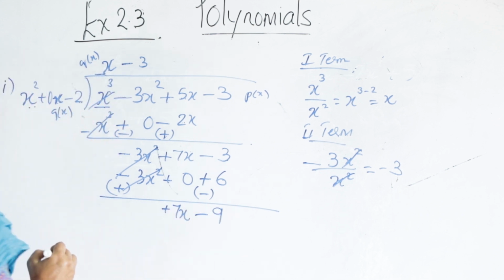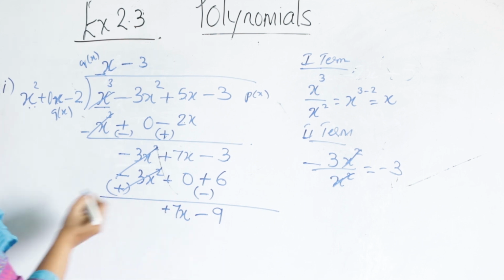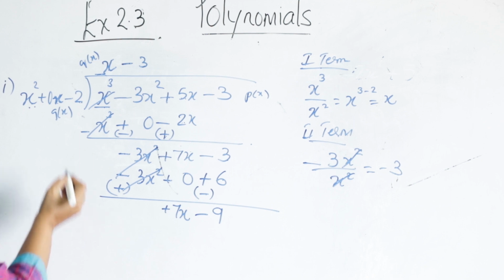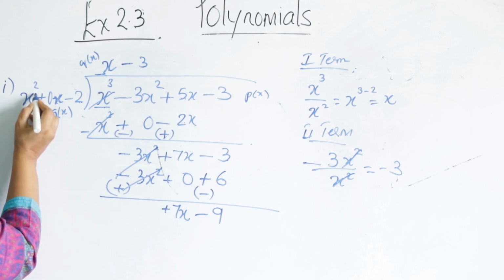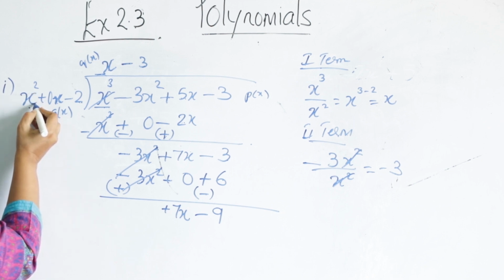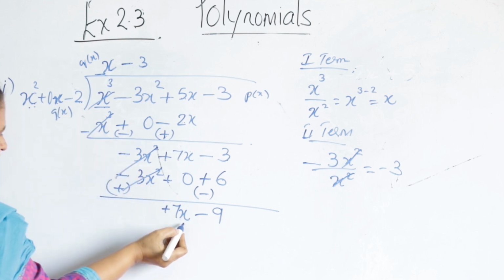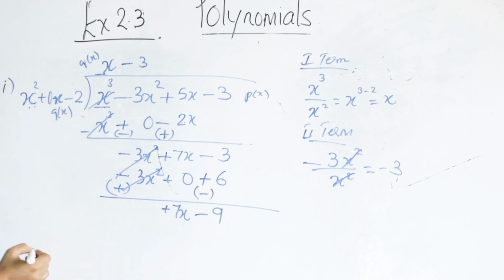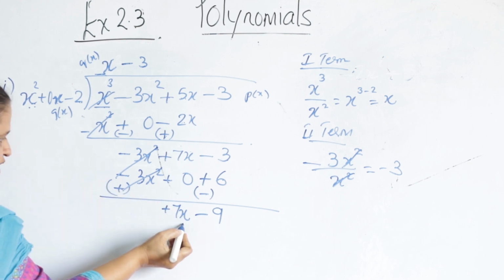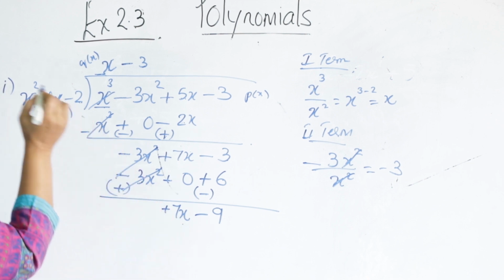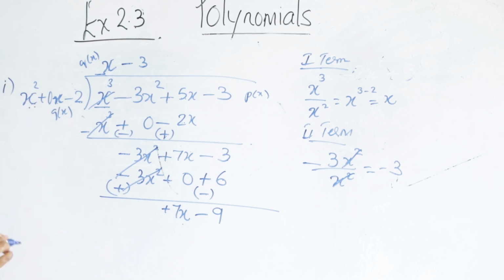Now the question is, when do we stop this? Yes, we stop at this stage because the degree of g of x is greater than the degree of r of x. So when do we stop? We stop when the degree of r of x is less than the degree of g of x.